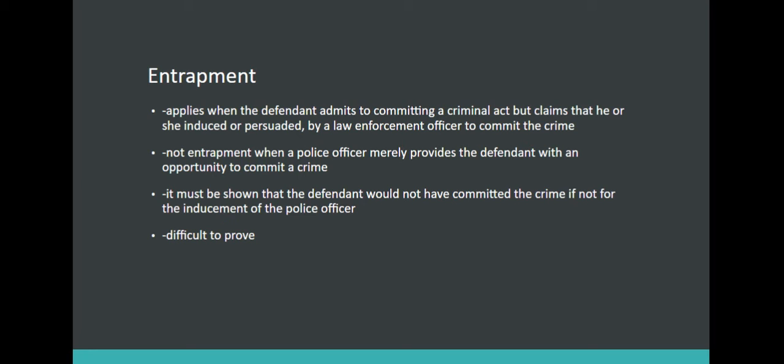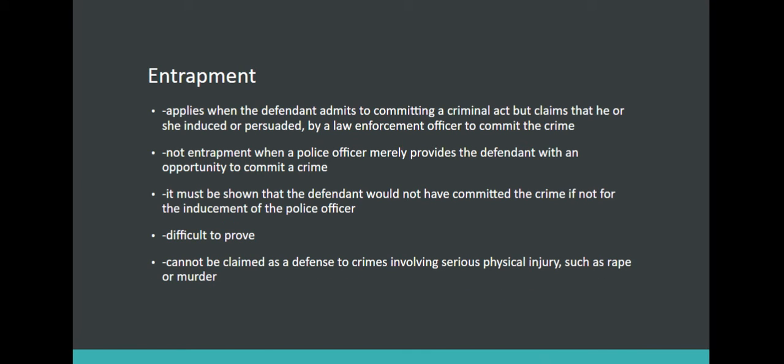Now, with entrapment, duress, and necessity, it cannot be claimed as a defense involving crimes with serious physical injury, such as rape or murder. And this is where a lot of people have questions. Okay, why can it be used in these situations? Is it possible that under force a police officer could get you to rape somebody or murder somebody?